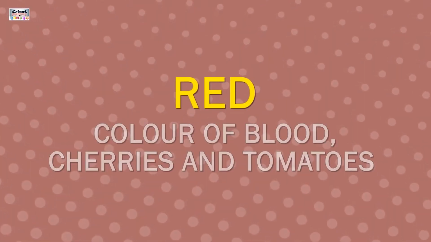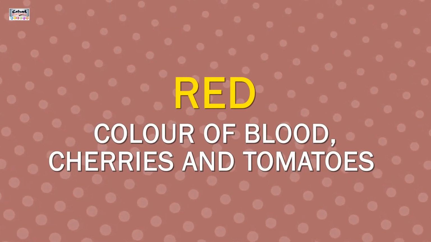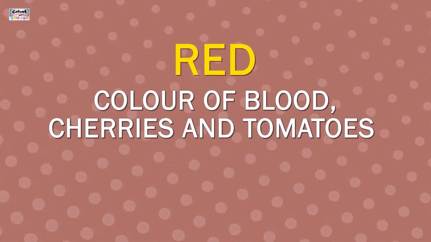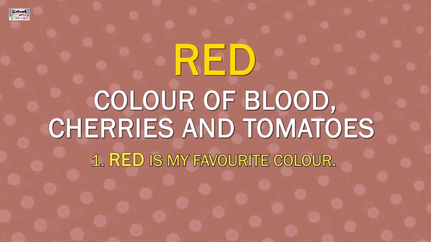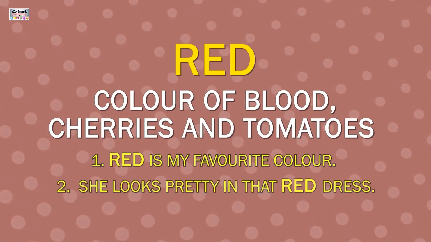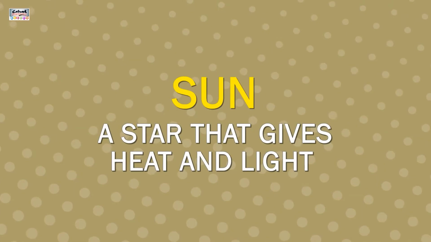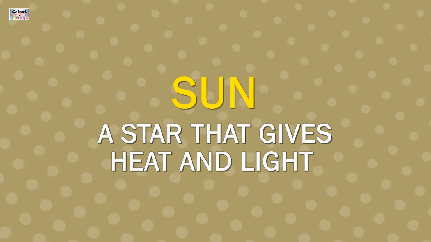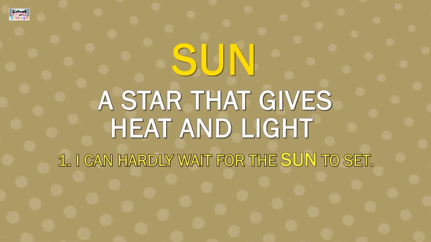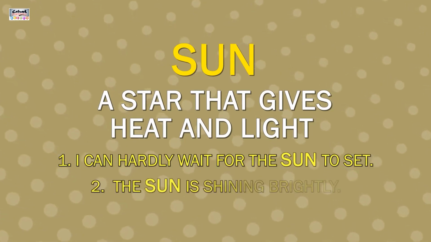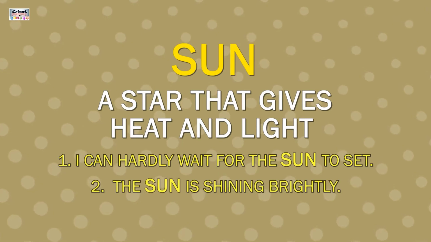Red, color of blood. Cherries and tomatoes. Example sentences. Number 1. Red is my favorite color. Number 2. She looks pretty in that red dress. Sun, a star that gives heat and light. Example sentences. Number 1. I can hardly wait for the sun to set. Number 2. The sun is shining brightly.